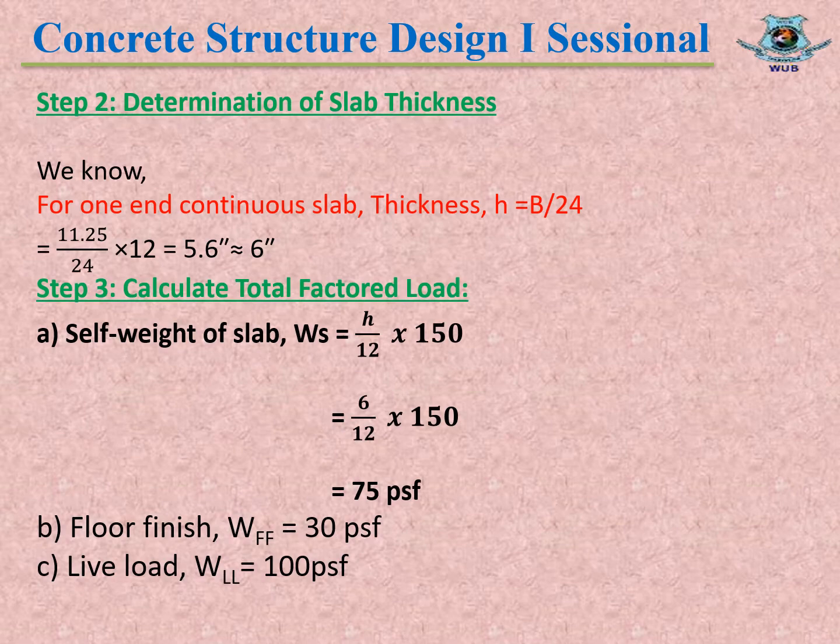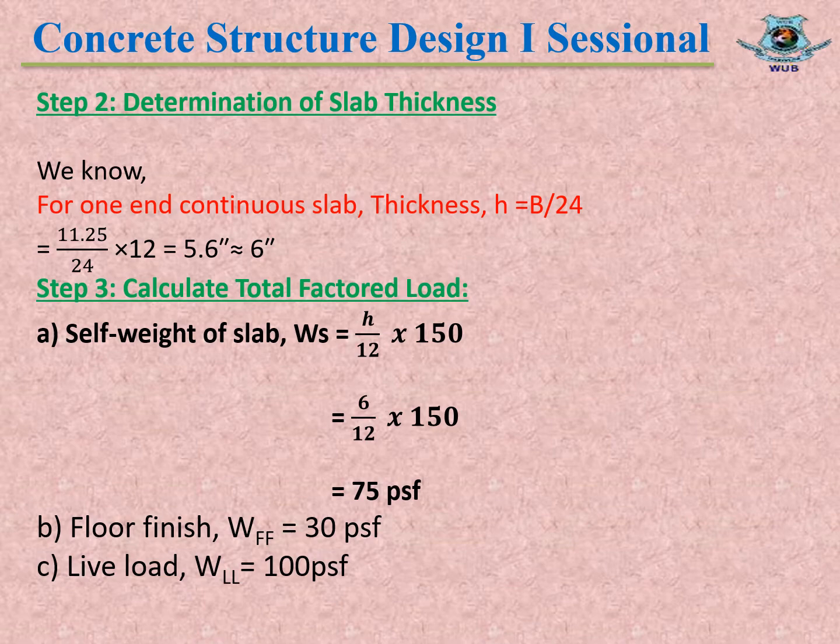Step 2. Determination of slab thickness. We know for one end continuous slab, thickness h is equal to L by 24. We will design the slab from short direction. Here, L equal to 11.25 feet as calculated in previous slide. Thickness h is equal to 11.25 divided by 24 into 12 equal to 6 inch. We shall increase slab thickness for more safety.